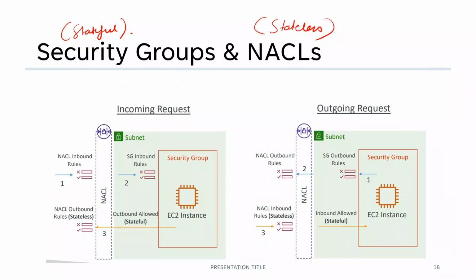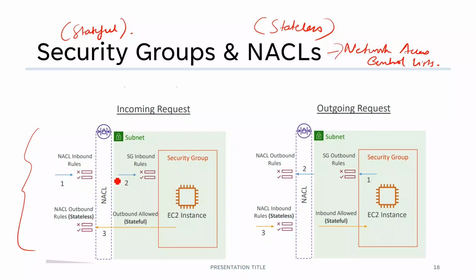Now the thing is, this is the basic diagram of incoming and outgoing requests, and you're going to understand why this is stateful and why NACLs, which stands for network access control lists, are stateless. If there is an incoming request, there are inbound rules in NACLs, like you create inbound rules in security groups, you have inbound rules in NACLs, right? So the request comes in, it checks if that particular traffic is allowed or not.